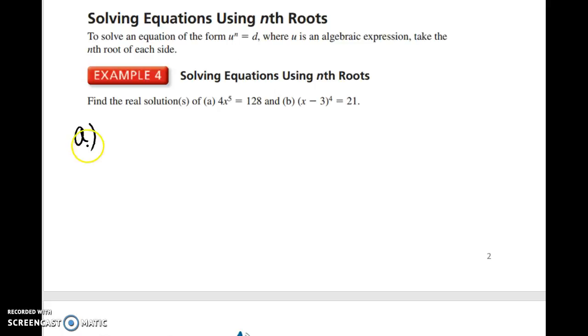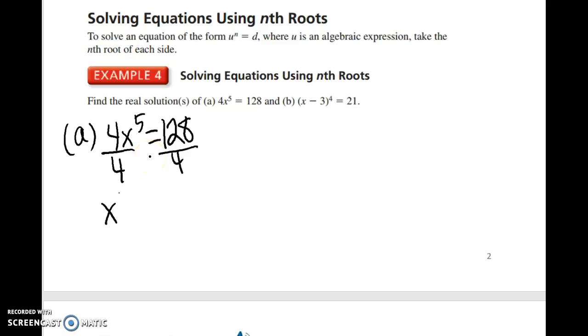So looking at part A, we have 4x to the 5th equals 128. To solve this, we want to get x by itself. So we're going to divide both sides by 4. And we have x to the 5th equals 32.